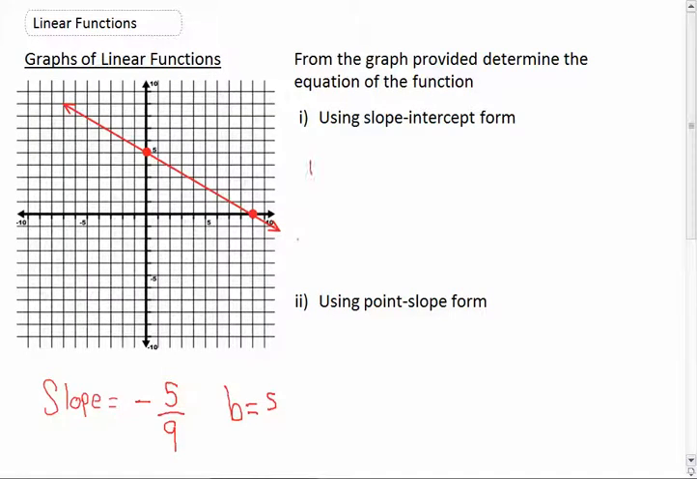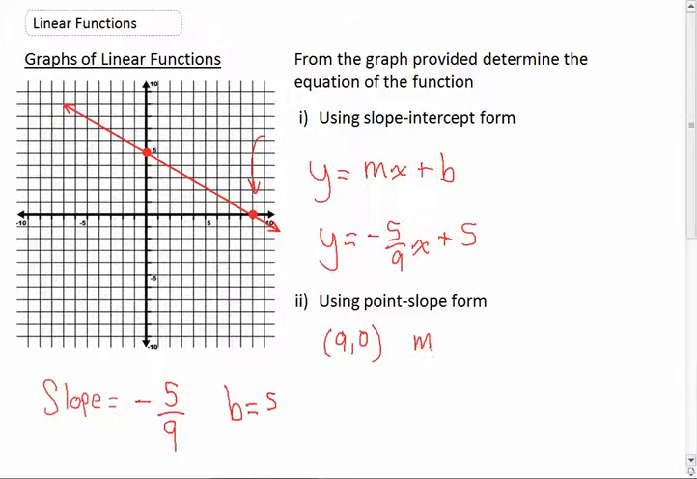So what's the equation using slope-intercept form? So it's always y is equal to mx plus b. So what's the value of m? -5 over 9. Yeah. And then plus 5. And there's your equation. Okay? So we pull out the necessary information, plug it right in. Now, the nice thing about point-slope form is that you just need some point. It doesn't have to be a y-intercept, right? So let's take this point right here, okay? So I'm going to use the point (9, 0).